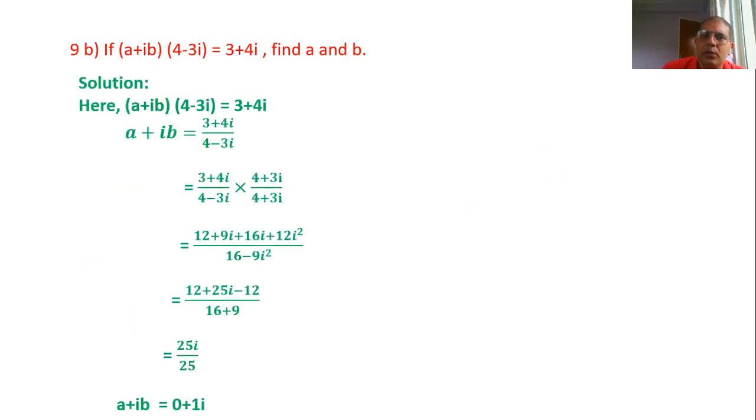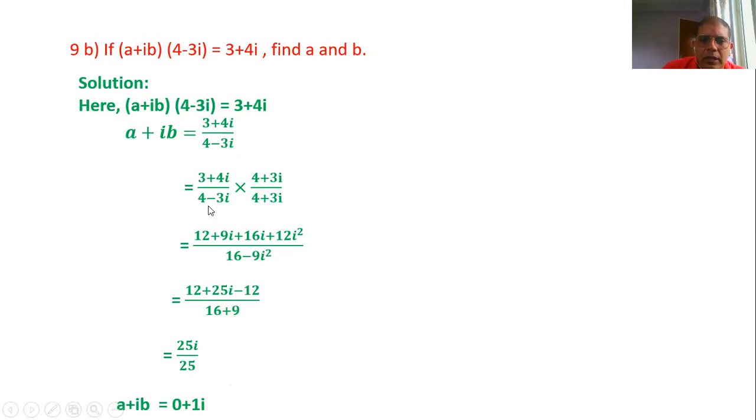Now another question, it is 9b. These two are equal. Now we are going to find the value of a and b. Now for this one, I want to separate a plus ib on the left hand side and numbers on the right hand side. Now you got this in fraction. Now rationalize this one, then after you will get this in the form of a plus ib. Now to rationalize the denominator, you should multiply by 4 plus 3i. Now the upper term, you should multiply, it is 12 plus 9i plus 16i plus 12i square. You should multiply this one.